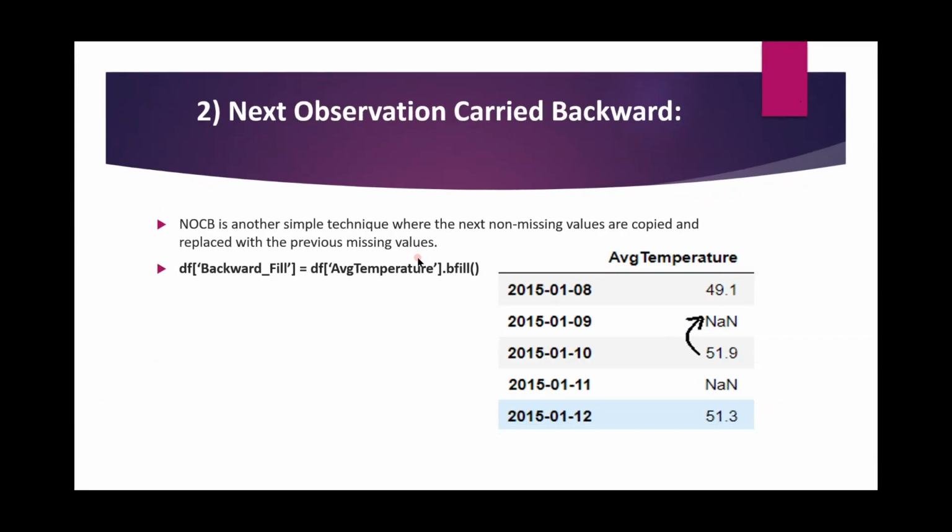The next method is also similar to the previous method, but in the previous method you were taking missing values from your previous values, whereas in this method you are taking values from the next observation. That means for 9th January you are taking values of 10th January data. You are replacing these none values with 51.9. I hope it's clear now. It is also a very simple technique. Here you are using the bfill function, means backward fill function.